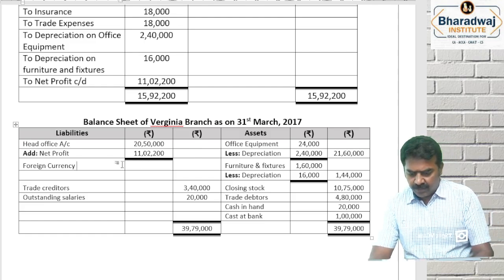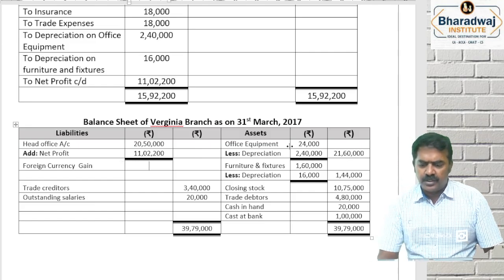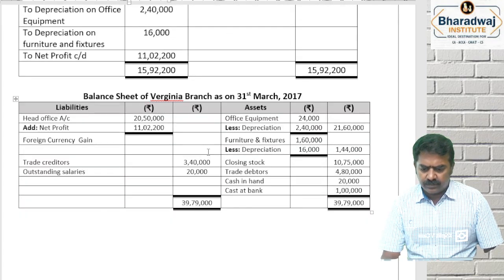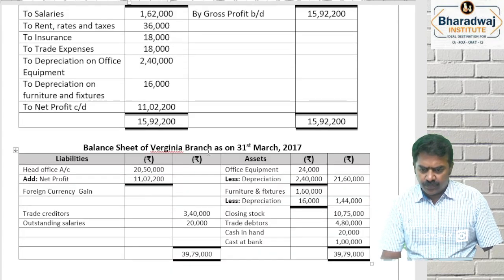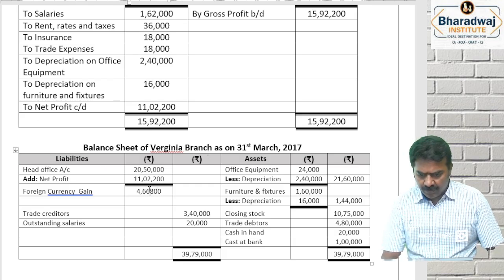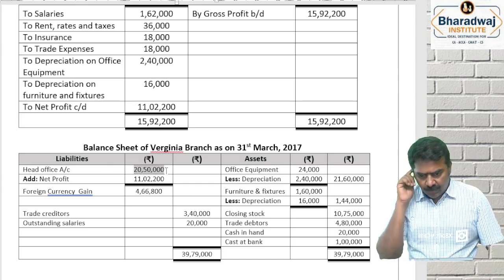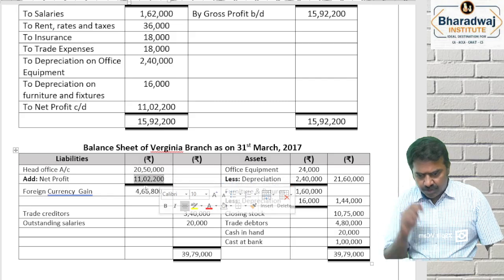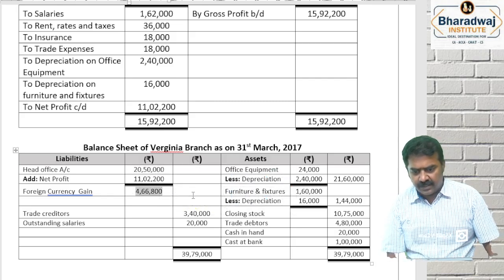Foreign currency gain எவ்வளவு இருக்கு? What's the foreign currency gain? 4,66,000. 4 lakh 66,000. Total including profit, head office account எவ்வளவு வரும்? 20 lakh 50,000, 11 lakh 2,200, 4 lakh 66,800. Add பண்ணுங்க.